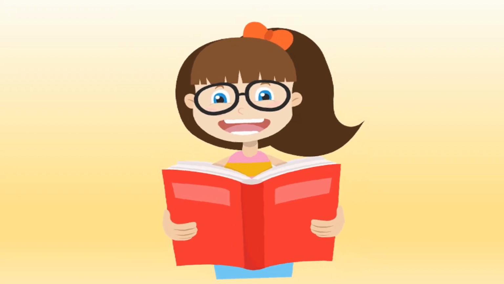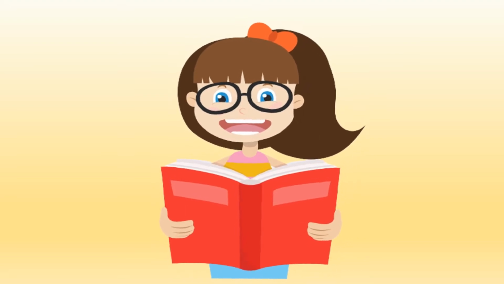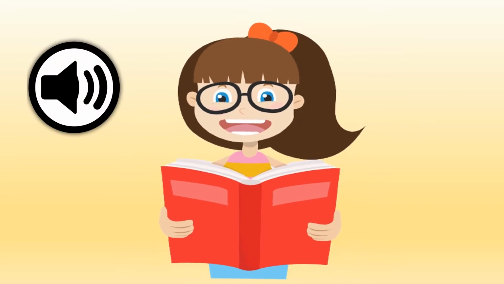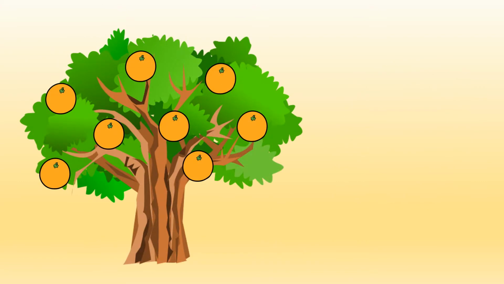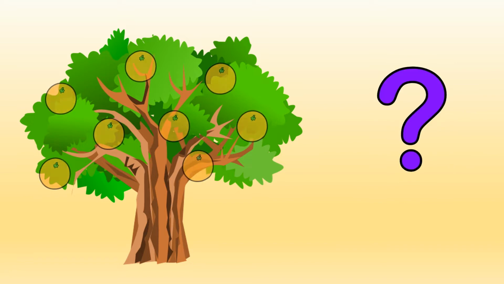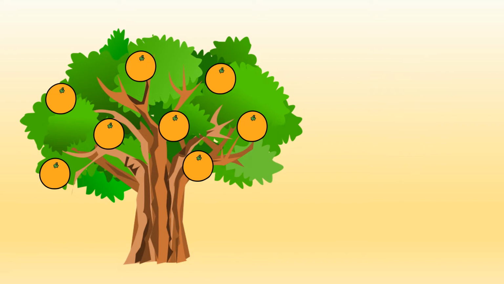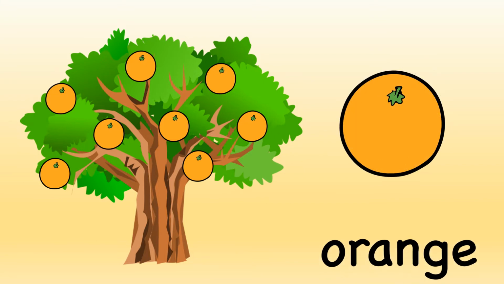Hello children, today we are going to learn the sound of the letter O. Say it with me. O, O, O. This is a tree. Which fruit do you see on this tree? The color of this fruit is orange. Its shape is round. Can you guess the name of this fruit? That's right. Orange.